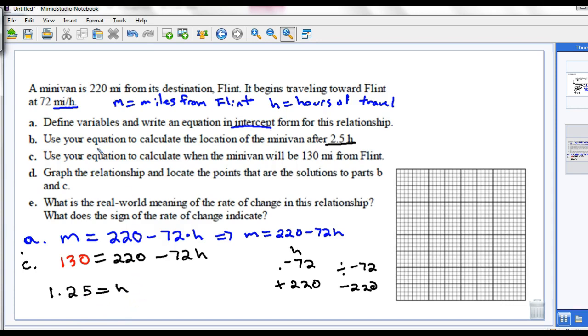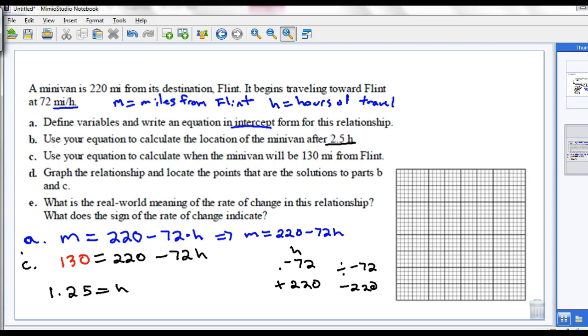Okay? And then part D, graph the relationship and locate the points that are solutions for part B and C. And what is the real world meaning of the rate of change? Well, let's just do part E. The real world meaning of this rate of change is the speed, right? How fast they're driving. And what does the sign of this rate of change indicate? Well, we have a negative 72, so that means they're getting closer together.